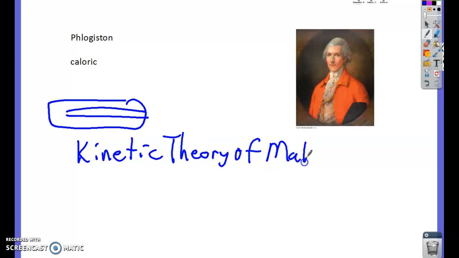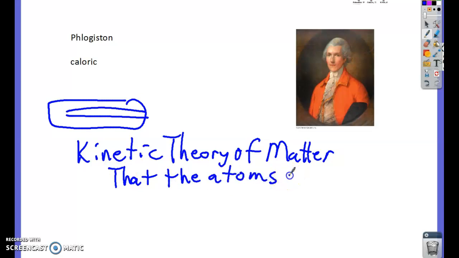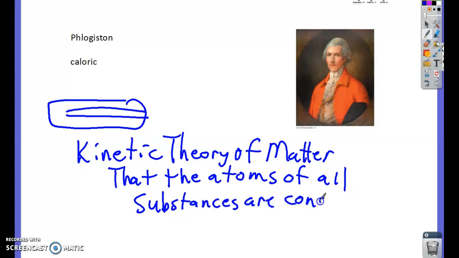It took a while over time to get rid of these old ideas, and they came up with what's called the kinetic theory of matter. This idea is that the atoms and molecules of all substances are constantly in motion, or constantly moving.